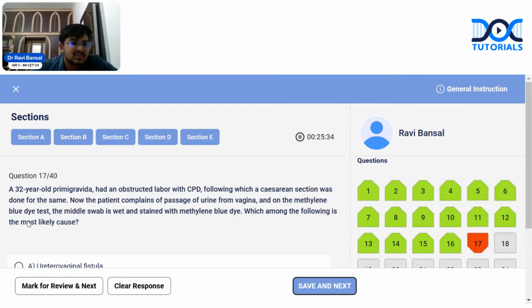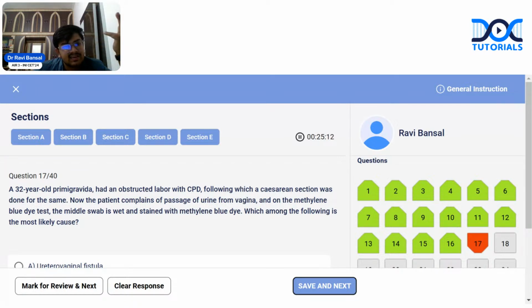Which among the following is the most likely cause? A 32-year-old primigravida, obstructed labor with CPD. Cesarean section was performed. Now the patient passes urine from the vagina. So this is going in the direction of a fistula formation between the urinary tract and vagina. There is a methylene blue dye test. The middle swab is wet and stained with methylene blue.